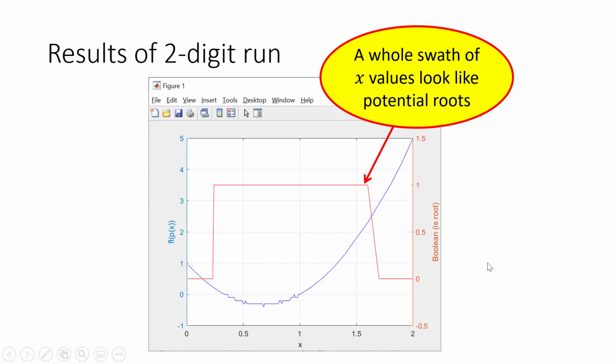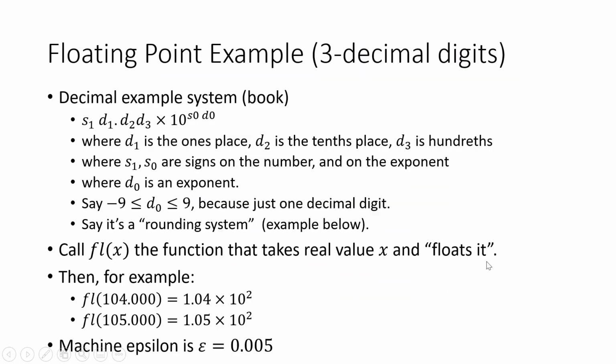So what would you do? Let's take a look at adding a decimal place to our example, and that's what I did. I took what I had before with the 2-digit, and I've added an extra digit on the significand, so I'm going with 3 digits.